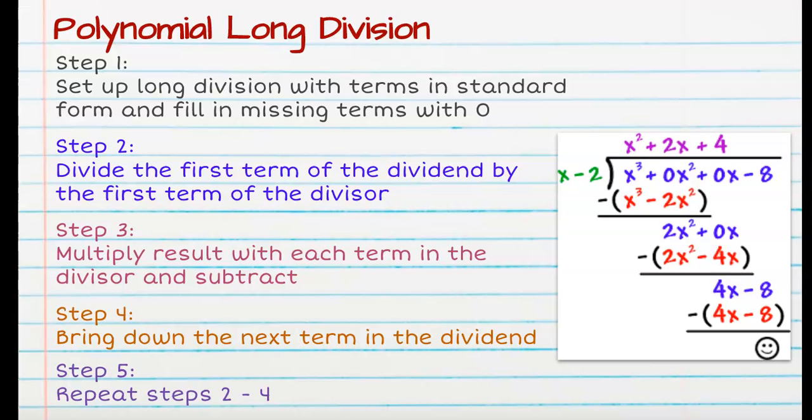So in our case, because we're dealing with rational functions, we are considering polynomial long division, which you may have learned in Algebra 2. So here are our steps. Our first step will be setting up the long division with terms in standard form and filling in missing terms with zeros, if necessary. We will then divide the first term of the dividend by the first term of the divisor. Similarly, we will continue to multiply and subtract, and we will bring down the next term and continue the process. So now we will see some examples.